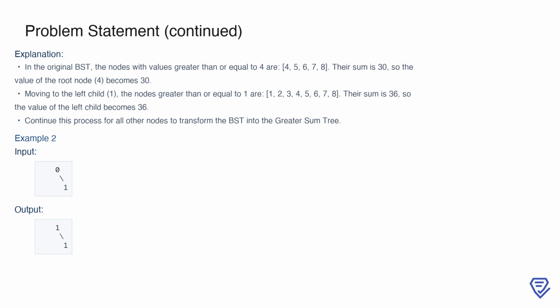We repeat this process for every node in the tree. For instance, node 2 is updated to 35 because the nodes greater than or equal to 2 are 2, 3, 4, 5, 6, 7, and 8, and their sum is 35. This process continues until all nodes in the BST are updated to form the greater sum tree.